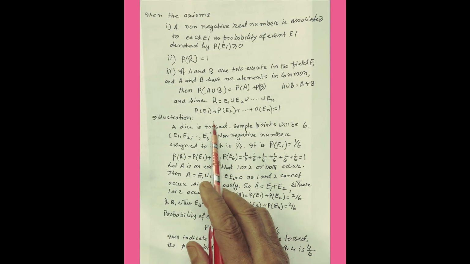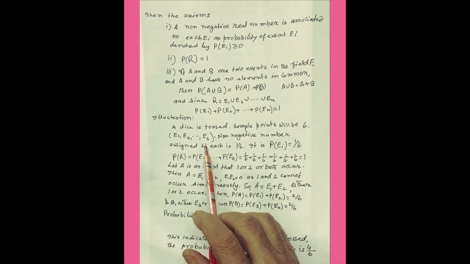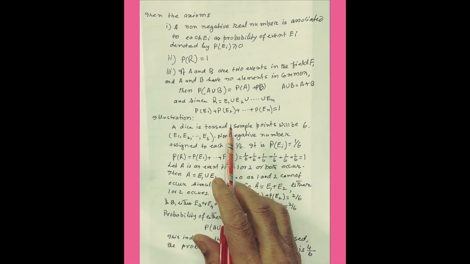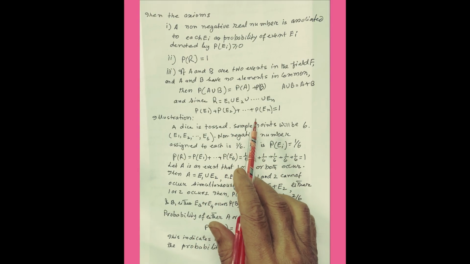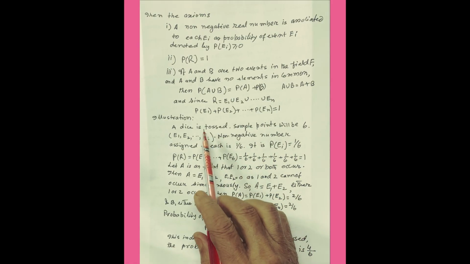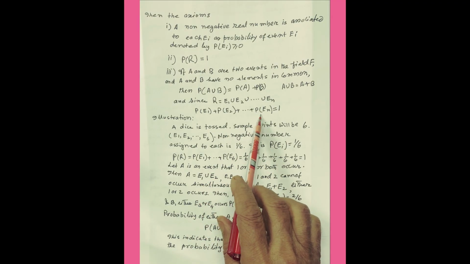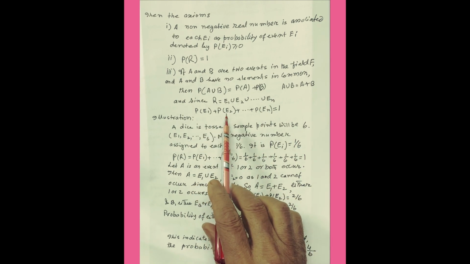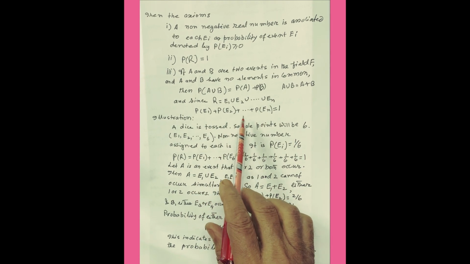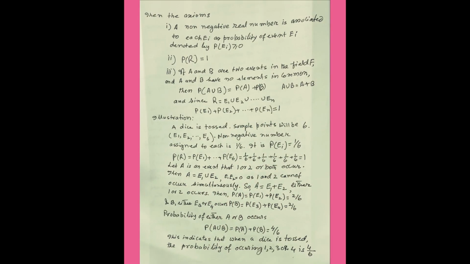We have this in set theory: A union B, and since R is equal to E1 union E2 union E3 and so on up to union En, we can write the probability of event 1 plus the probability of event 2, and so on, plus the probability of event n is equal to 1. That means the sum of the probabilities of all events is equal to 1. It cannot exceed 1.